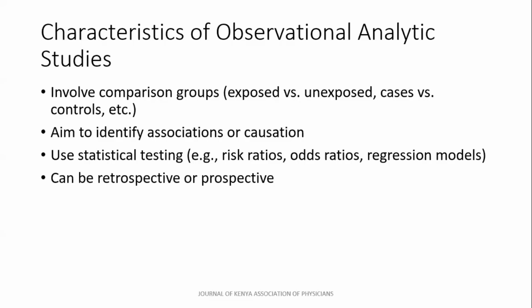Then they can be retrospective or prospective. So some analytical studies look backward in time. So retrospective, using past records to examine exposures and outcomes. So for example, case control studies, and then others follow people forward from exposure to outcome. So for example, in cohort studies, then analytical cross-sectional studies can be either way.